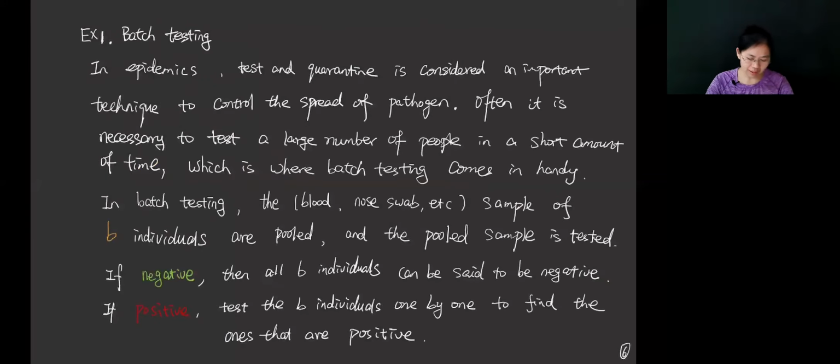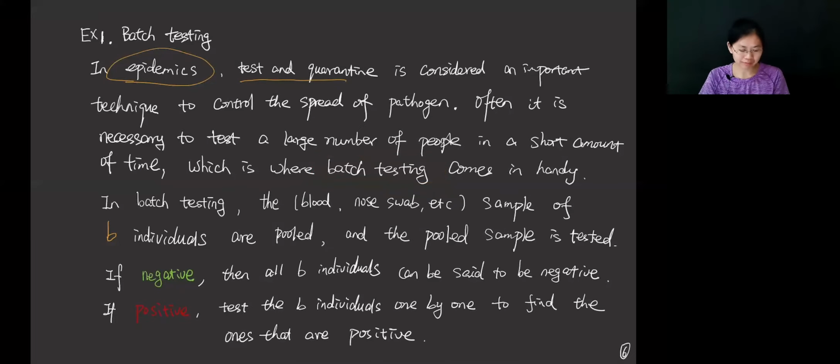Now consider an example where expected value can help us to make decisions. This example is kind of a little complicated, but it's quite relevant for the present time. Let's spend some time reading the setup. So in epidemics, like the one we are in right now, test and quarantine is considered a very important technique to control the spread of the pathogen. Often it is necessary to test a large number of people in a short amount of time. And this is where batch testing comes in handy.